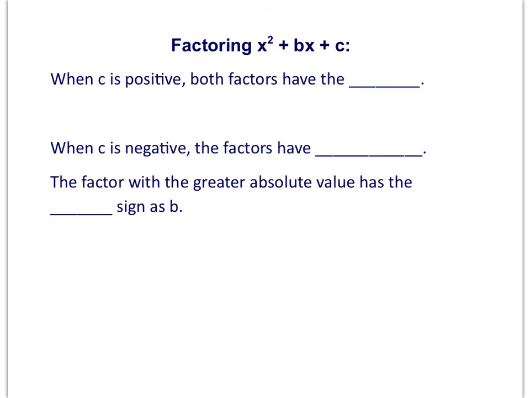A little summary to help with factoring x squared plus bx plus c is that when c is positive, so the last term in that trinomial, both factors will have the same sign. And you'll get to notice this as the more examples you go through and the more factoring that you complete. When c is negative, the factors will have different signs, and that's because you need one that's a positive and one that's a negative. And then the factor with the greater absolute value has the same sign as b.